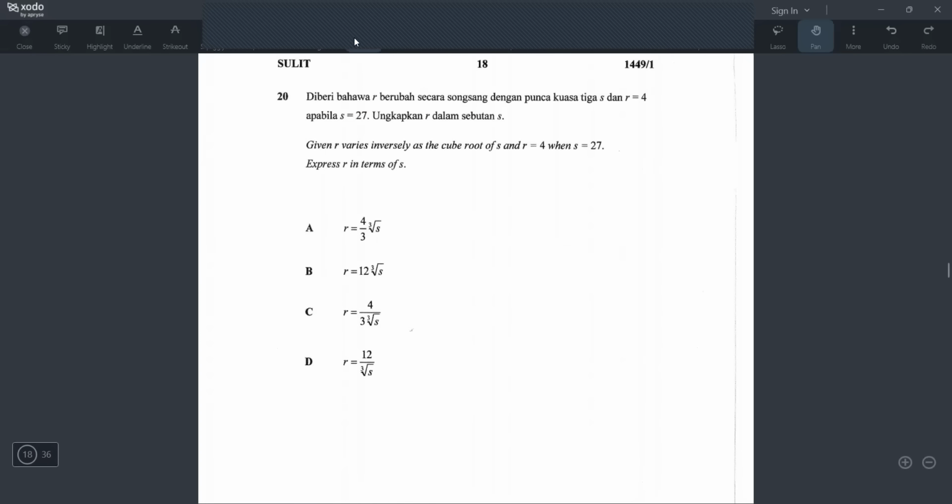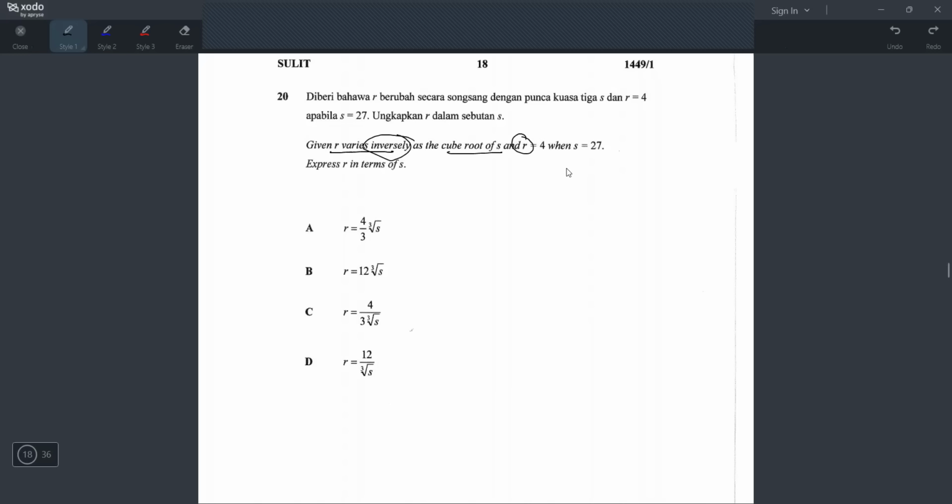Okay, let's continue with number 20. So we are halfway done already. Let's go. Given R varies inversely as the cube root of S and R equals 4 when S equals 27. Express R in terms of S. Okay, you need to know why they give you R and S. It's for you to find K later. And what is K?